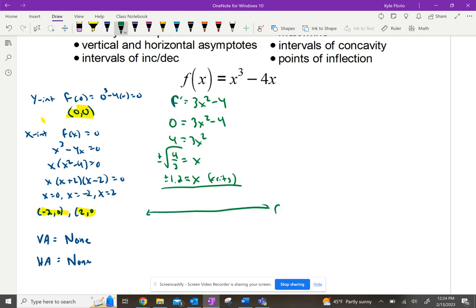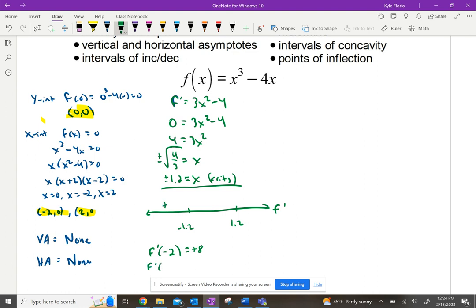So if I make my sign chart with the derivative, we know that at negative 1.2 and positive 1.2 the slope is 0. If I want to find out what's happening over here, I'm going to plug in a number like negative 2 into the derivative. If you plug negative 2 into this, 2 squared is 4. 4 times 3 is 12. 12 minus 4 is 8. I don't care that it's 8. I just care that it's a positive number.